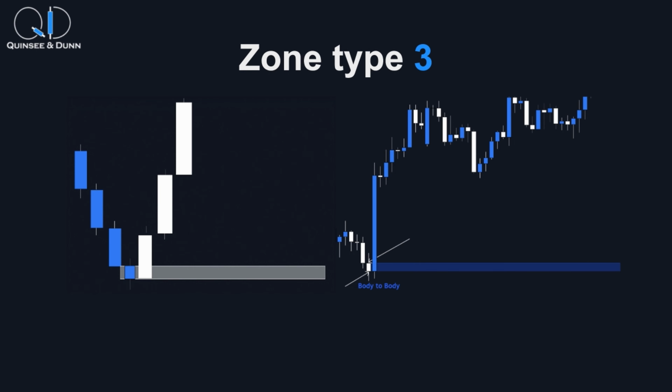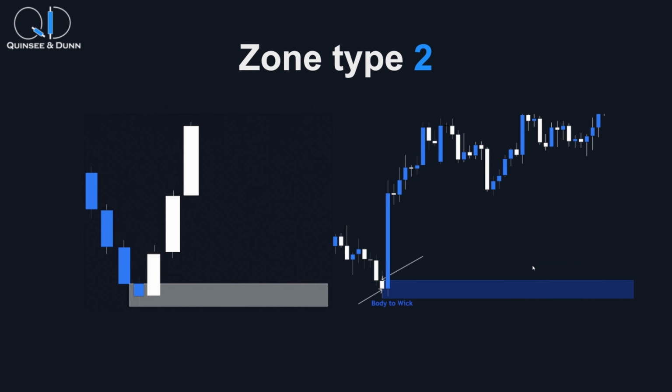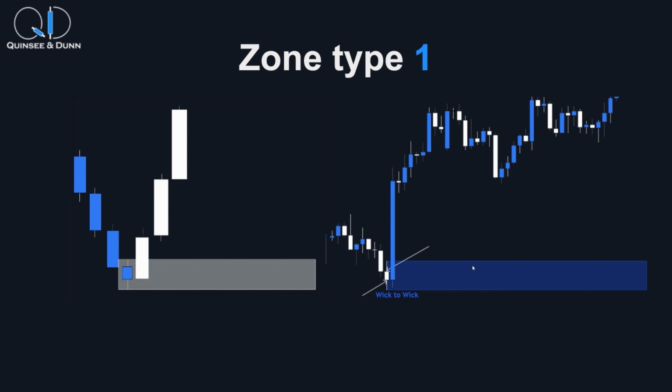So same with zone type 3. I do see traders do it like this. Personally, it's just not for me. It's just too risky this way because you have a very tight stop loss placement, and you do miss out on a lot of trades. So I like to stick with this traditional way, wick to wick. But that's just me and my personal preference. So maybe yours might be different. Just play around with it, see what you prefer.